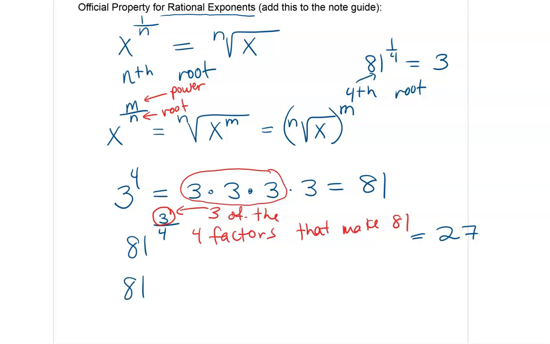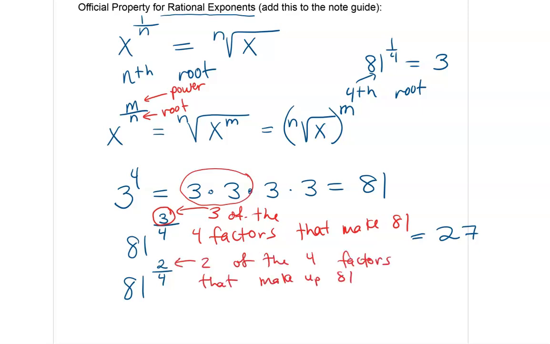Suppose also that I had 81 to the 2/4 power. Well, that's basically saying to take 2 of the 4 factors that make up 81. So again, we know that the 4 factors that make up 81 is 3 times itself 4 times. So 2 of those 3's would be 9. And that's because we had 81 to the 2/4. 2/4 reduces to 1/2.